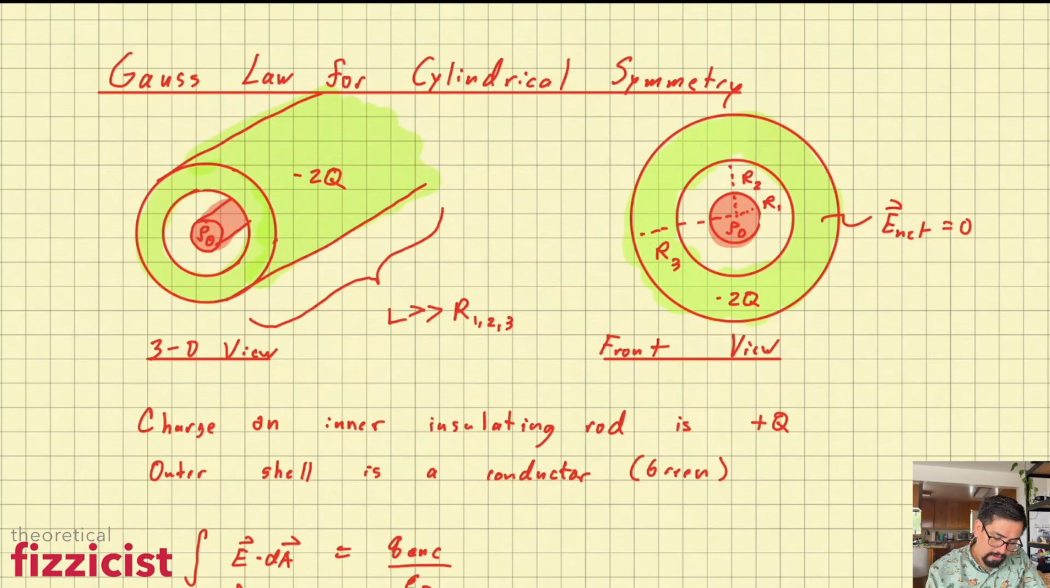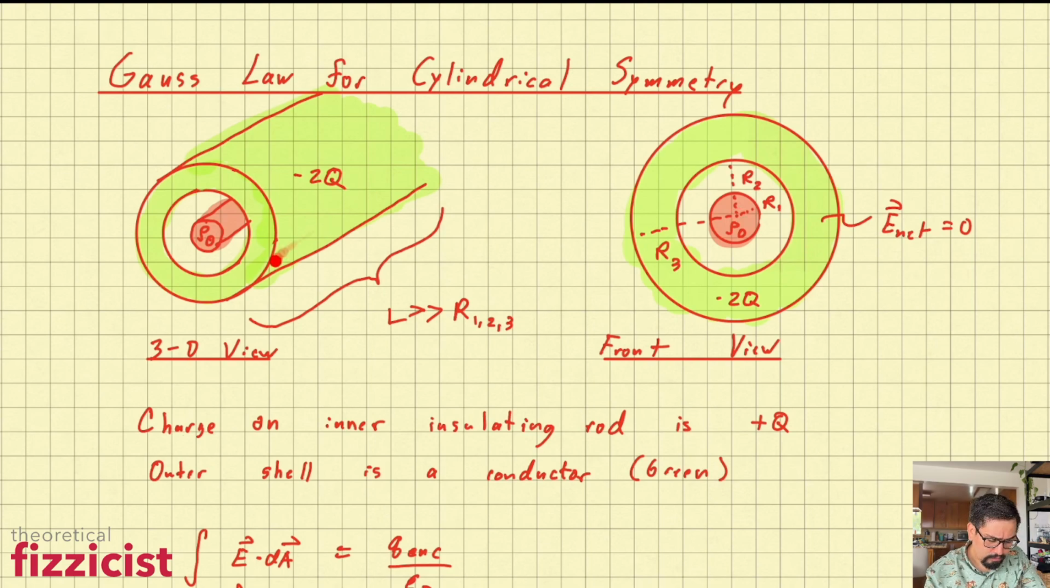Cool. A little other detail, in case I forgot, or a quick reminder: we're saying that the inner insulating rod has a total charge of plus Q. This outer conducting shell has a charge of minus 2Q. So we know this system overall has to have a charge of plus Q plus minus 2Q, or an overall charge of negative Q. And our answer should reflect that when we finish up and calculate.